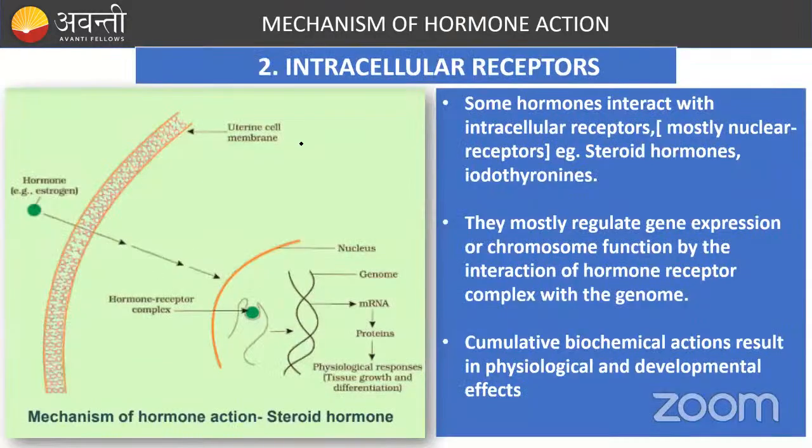This is your intracellular receptor, which I have already told you about. Steroid hormones have an intracellular receptor, where the hormone binds the receptor which lies in the cytosol or the cytoplasm of the cell. Once this receptor interacts with the hormone, it moves into the nucleus, where it interacts with the DNA or the genome of the cell, leading to the formation of mRNA and proteins. Finally, those proteins lead to the physiological response, that is tissue growth and differentiation.